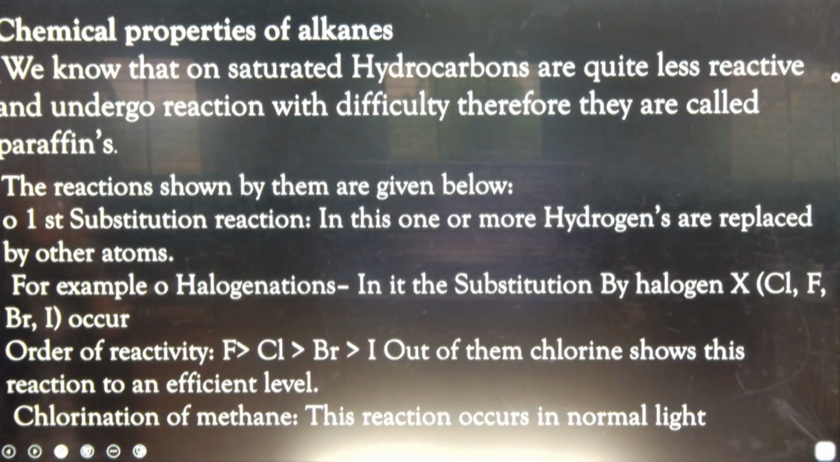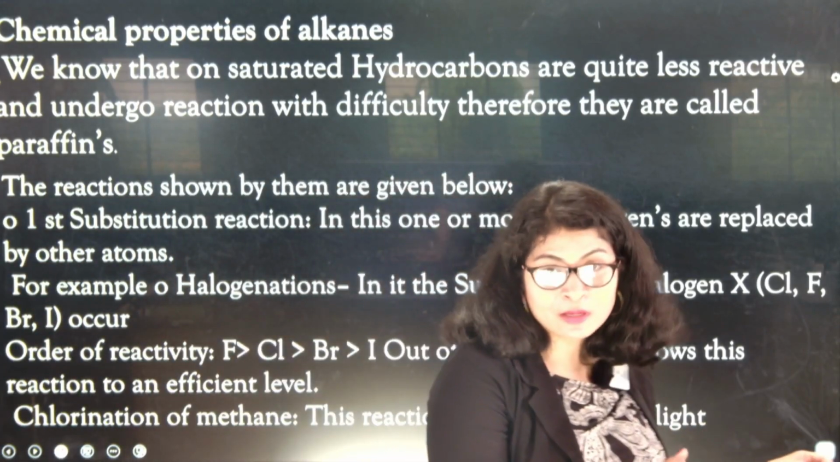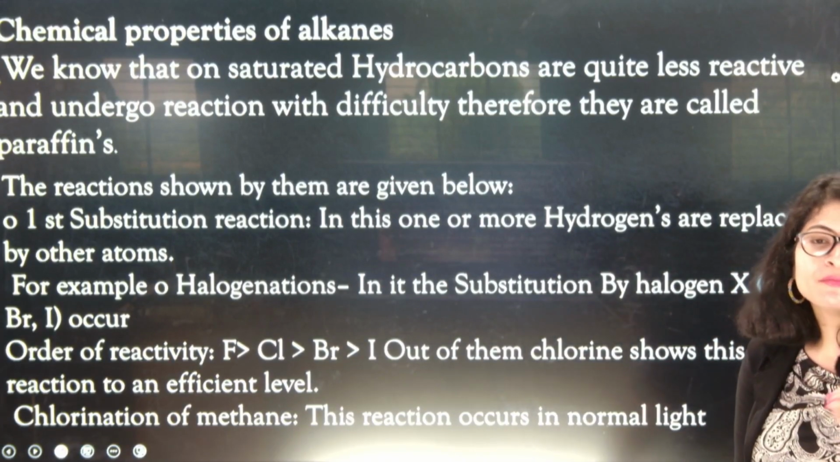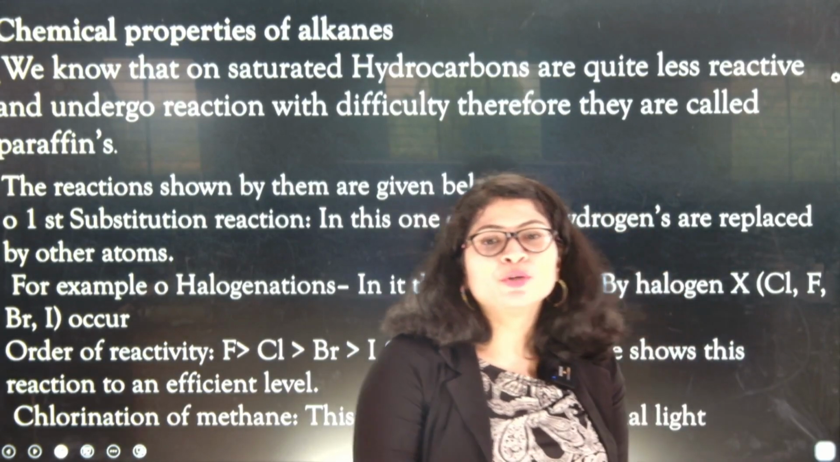Now, if I see the chemical properties of alkane, what chemical properties? First thing, they are very less reactive because they fall under the category of paraffins, having little affinity. Whatever chemical reactions they show, they show with great difficulty. So, what are those reactions? The first is substitution reaction.